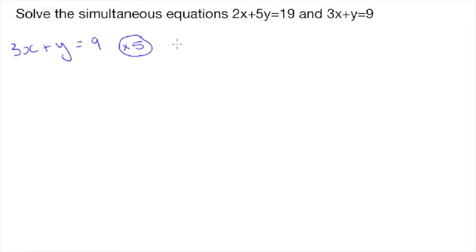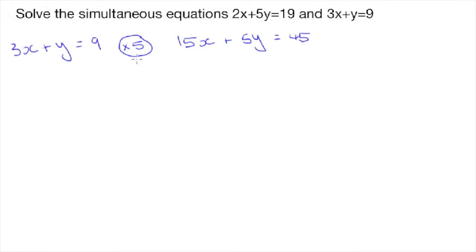You'll get 15x plus 5y equals 45, I believe. Pen looks slightly shorter than last time, doesn't it? Alright. Yeah, so now we've got a 5y and a 5y. So what I'll do is with this new equation, I'll subtract it from the 2x plus 5y equals 19.